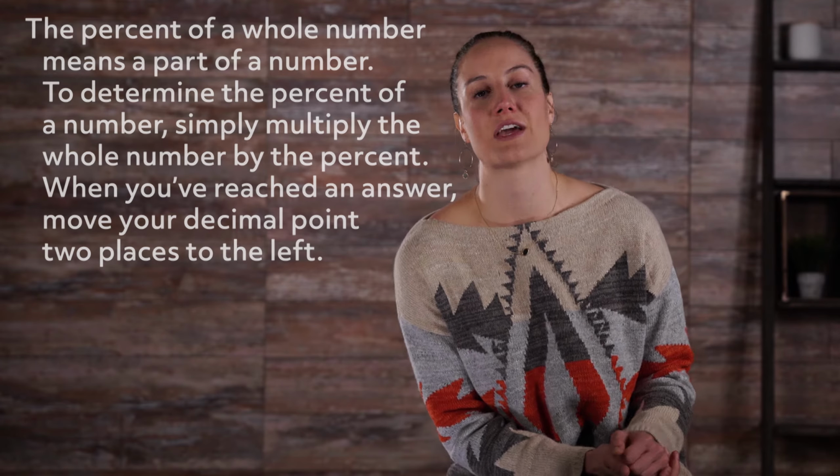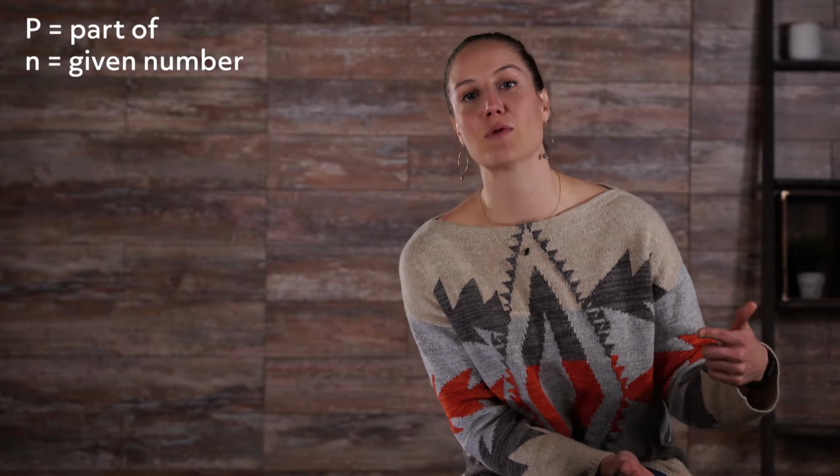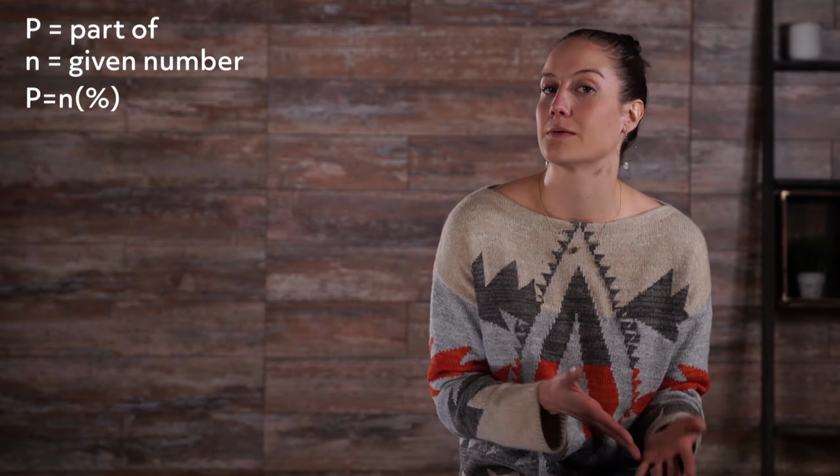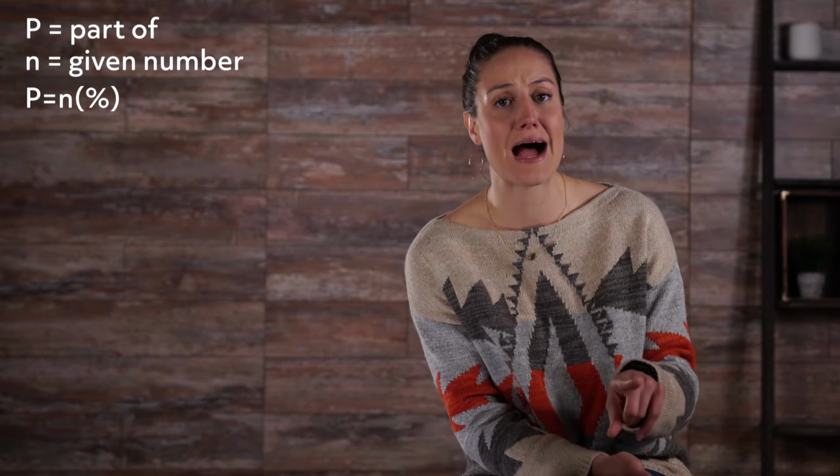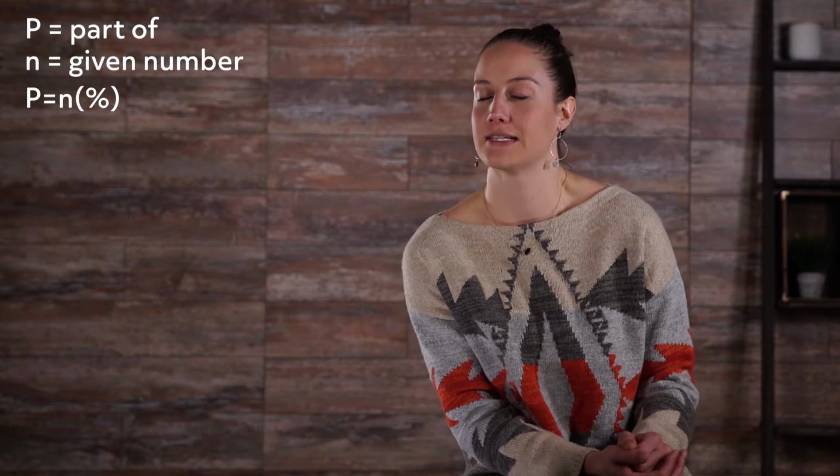Here's what the formula looks like written out. Let P stand for part of and let N represent a given number. So then you have P equals N times the percentage. Now, let's try a couple of examples.